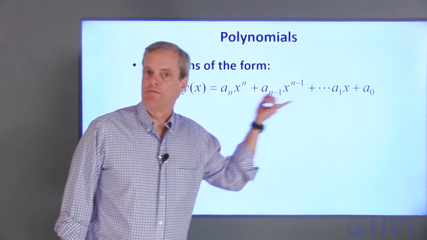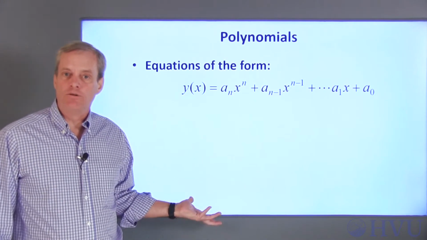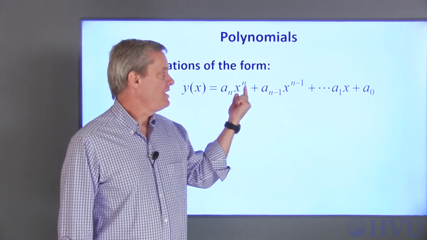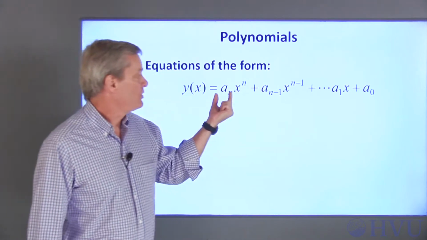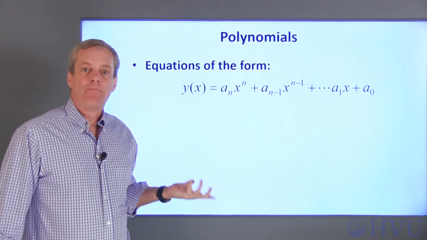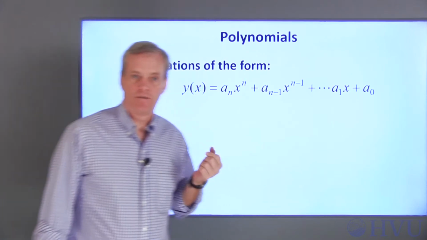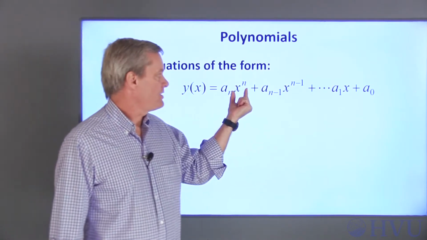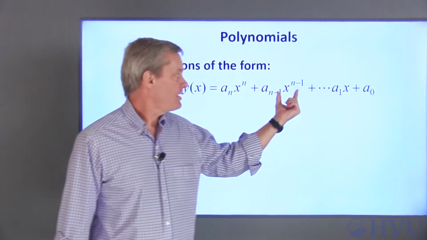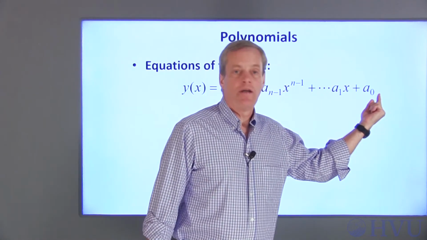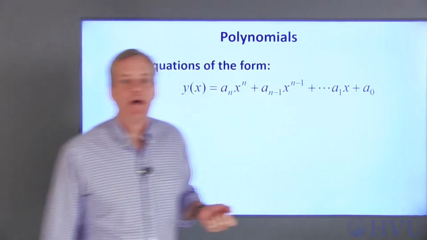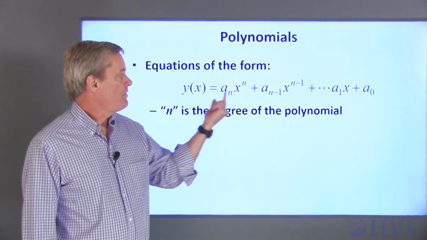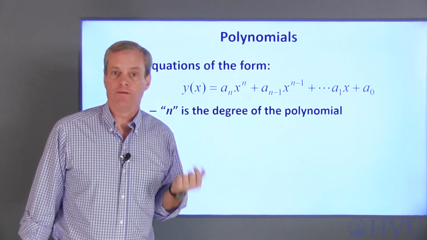Polynomials are equations of this form. The value of the polynomial is the sum of terms that individually are powers of the independent variable x, multiplied by some numbers. The powers are all non-negative integers. So y of x is equal to some coefficient, a number, times x to the n, plus another coefficient, times x to the n minus 1, and so on down to x to the 0. The degree of the polynomial is the highest power of x, so this is an nth order polynomial.